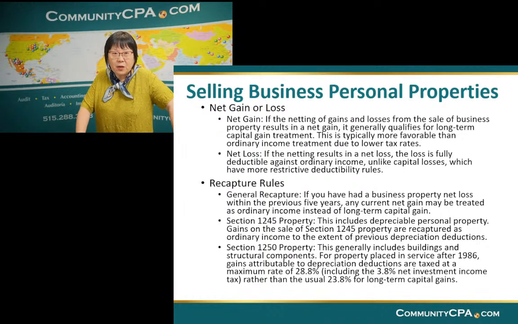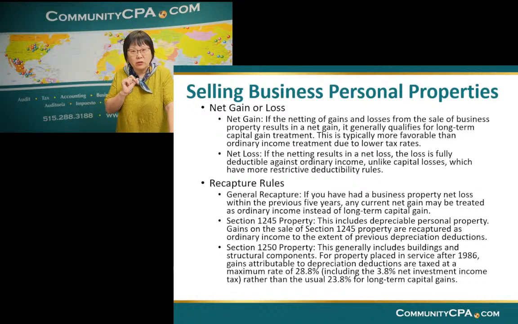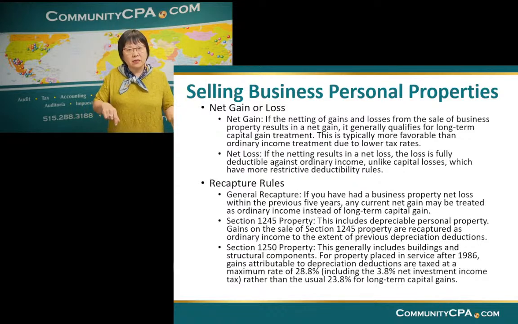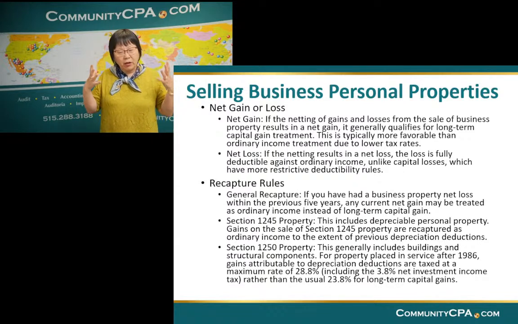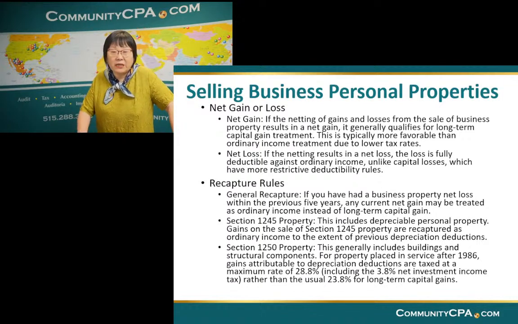So now, under business personal property, the recapture rules, you will come across 3 of them. One of them is general recapture. The other ones are 1245 and 1250. 1250 is also related to buildings and building structure components. When you buy a building, building depreciation is different. Part of the depreciation would be subject to 1250, and some part of it would even go to 1245. So these are separated by the classification and by the categories where you put the business properties.